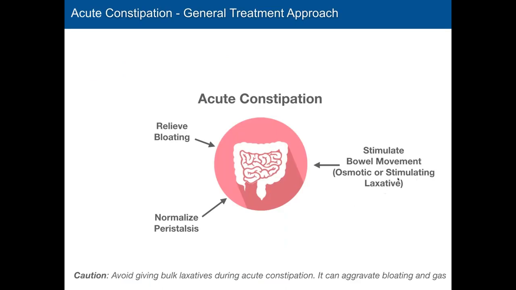So with acute constipation, what I want to do in this case is just get those bowels working. And so that's where I use either an osmotic laxative like magnesium or a stimulating laxative like Senna, okay?